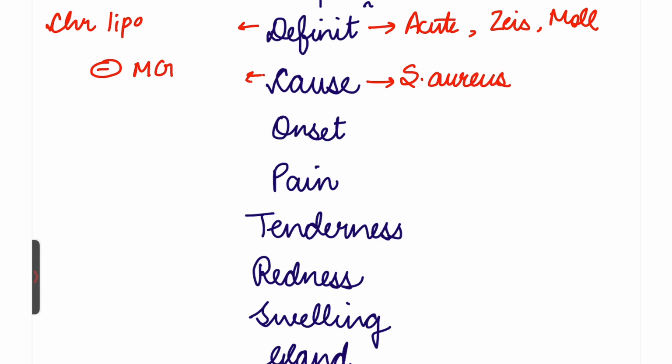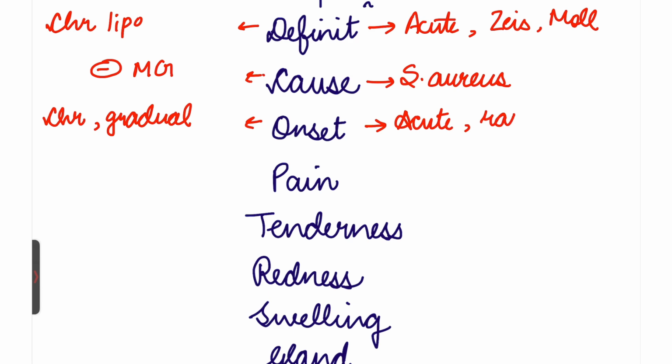When we look at the onset, through the history we have seen that Chalazion has a chronic onset and a gradual progression, which progresses from weeks to months, whereas in Stye, the onset is acute because it is acute suppurative infection and it is rapid. When we look at the pain feature, as discussed, Chalazion is painless and Stye has pain. Tenderness and redness are also present in Stye, whereas in Chalazion they were absent.